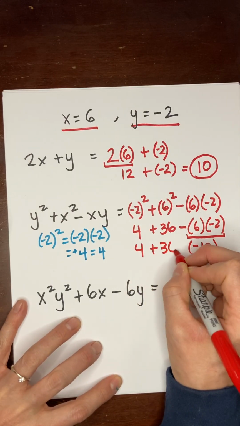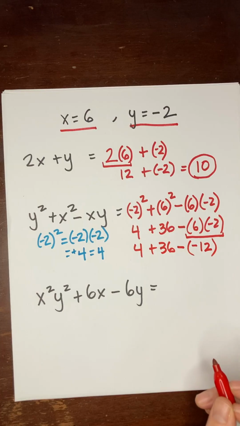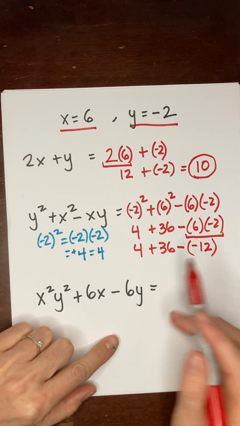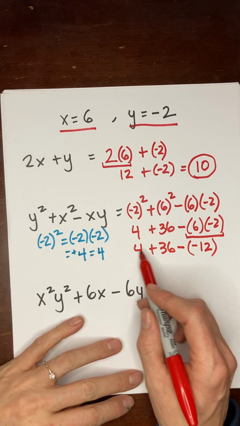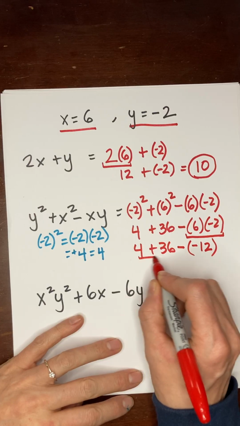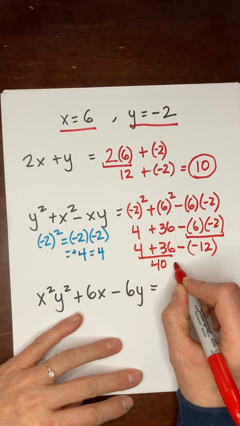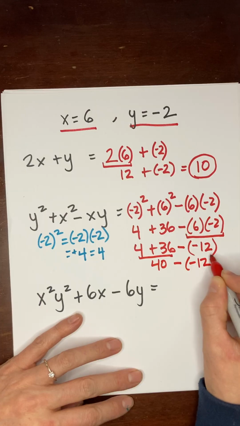and now I'm going to bring down the rest of my equation just like it's written. All right, now let's go from left to right. We can do our addition and subtraction. 4 plus 36 is 40, minus a minus 12.